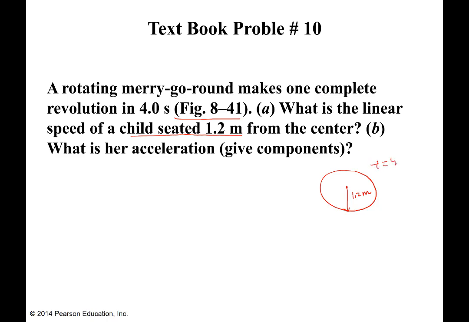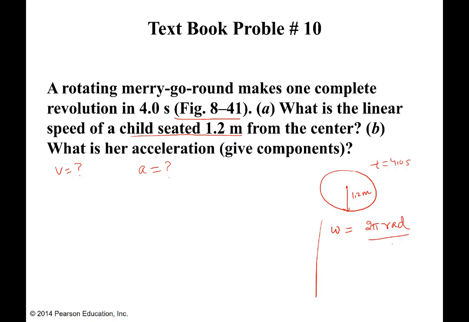in 4.0 seconds. And you are asked to find two things. What is the linear speed? You have to find v. And you also have to find her acceleration, so you have to give a. That means you have to find both components, a t and a r. So do we know omega? Do we have omega? We have to understand what omega is. Omega is basically 2 pi radians. So 1 revolution, that means 2 pi radians, is covered in 4.0 seconds.